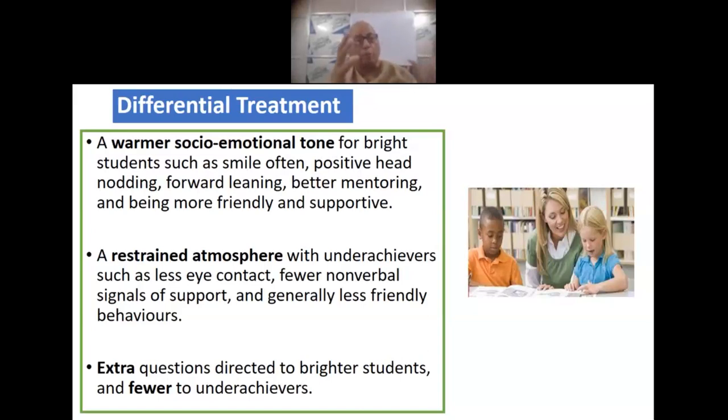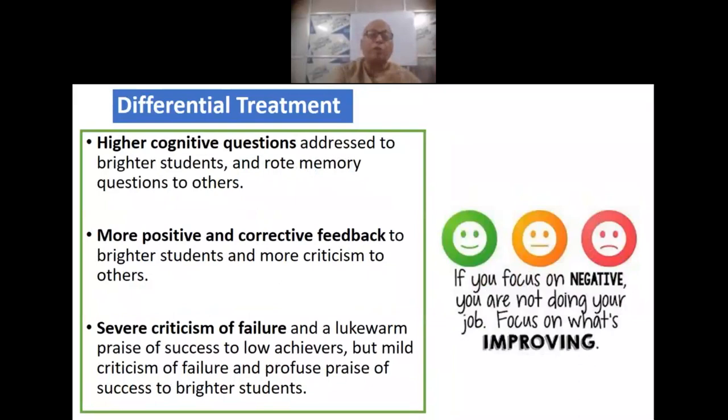So when you're talking to bright students in the class, the other weak students say, Miss gives a lot of attention to those who get good marks and gives less attention to us. Why? Because there is less eye contact and few non-verbal supports for underachievers, for weak students. There will be extra questions directed to brighter students and fewer questions directed to underachievers. The higher level cognitive questions will be addressed to brighter students and rote learning questions will be addressed to weaker students.